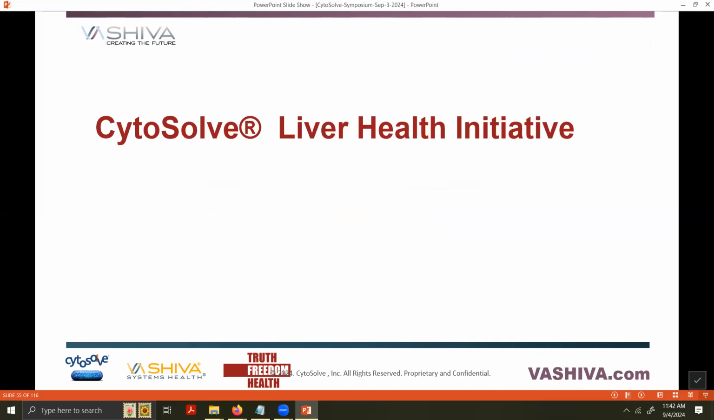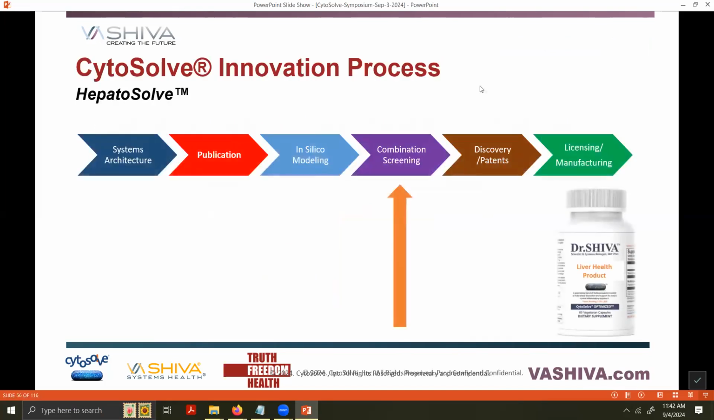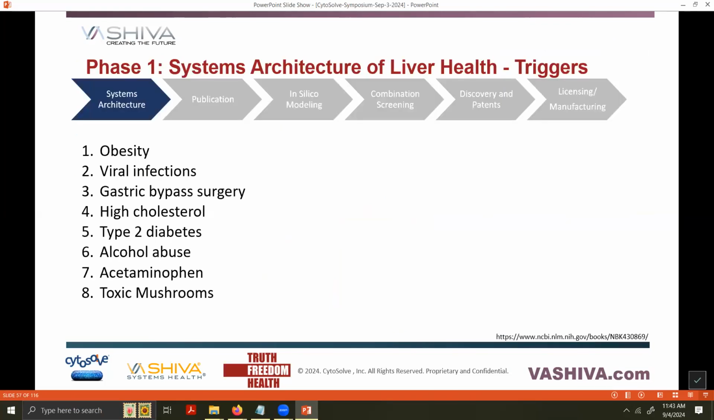So when we look at liver, we go after different areas of health. We created the Liver Health Initiative. And as we mentioned, we've done the architecture, the publishing, and the modeling, and we're at the combination screening phase. We'll show you what we have accomplished so far and how you can participate. First, from the architecture standpoint, these are the different triggers that can hurt your liver health: obesity, viral infections, gastric bypass surgery, high cholesterol, type 2 diabetes, alcohol abuse, acetaminophen, toxic mushrooms.